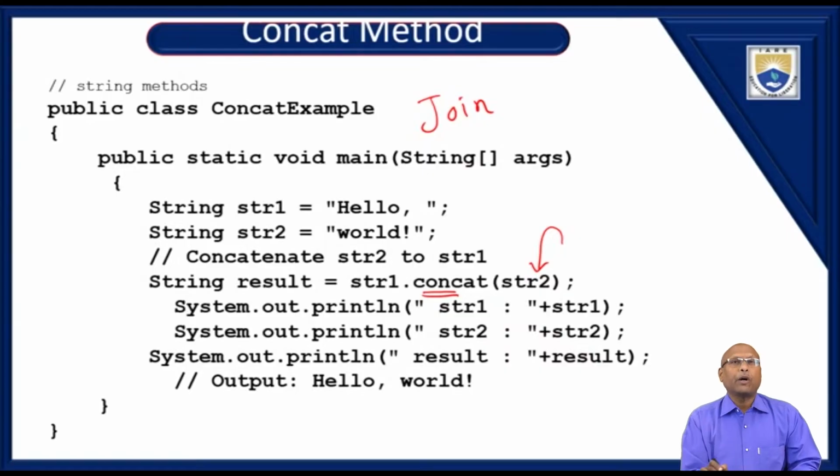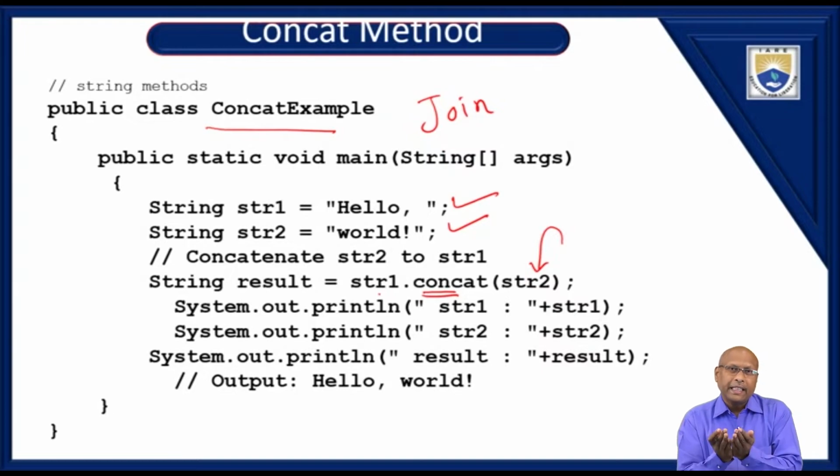For that, I have written a small program: public class ConcatExample, public static void main(String[] args). str1 is "Hello", str2 is "World". So you have two strings. Now str1 is concatenated with str2. Once you concatenate, it will produce one more new string. What is the new string? "Hello World". It will be stored in a different location, that location has a specific address, and that address will be stored in result.